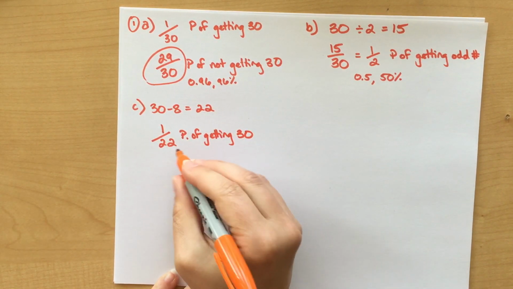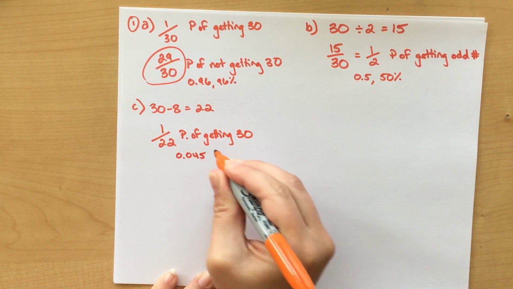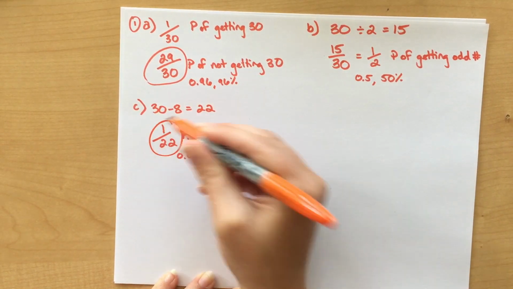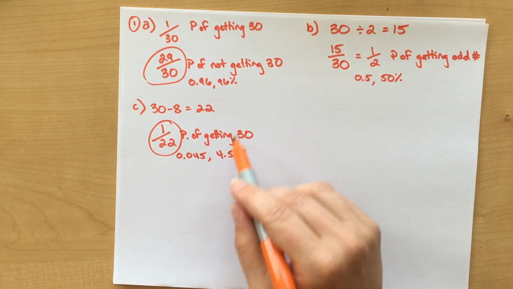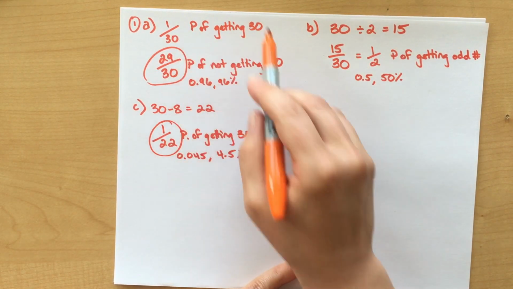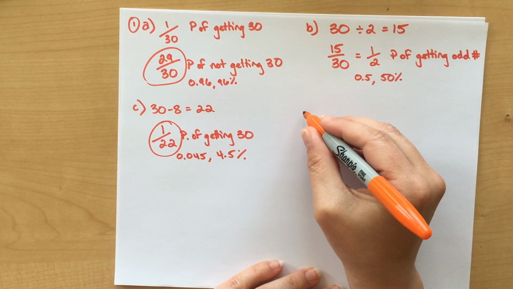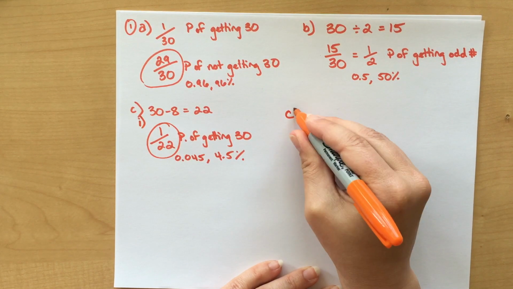Again, we'll show this as a decimal and then as a percent. So much higher chance of getting the 30. It was 1 out of 30 up here. Now it's 1 out of 22. I have a better chance now. And that was C1, and then we have C2.